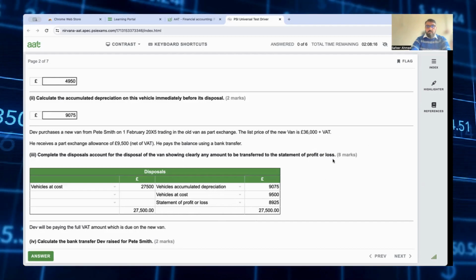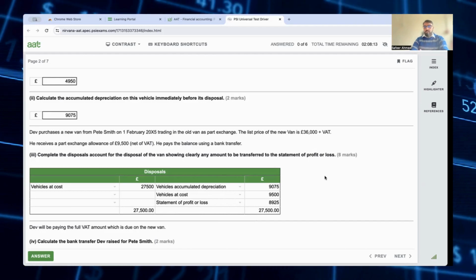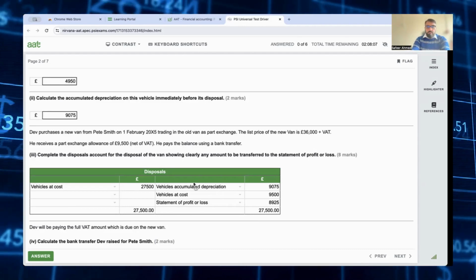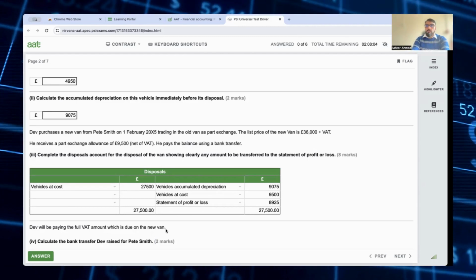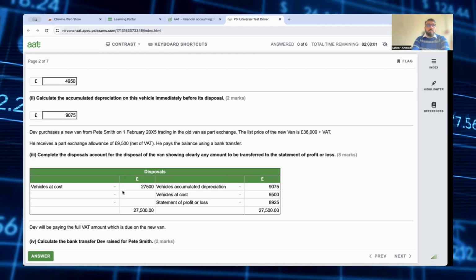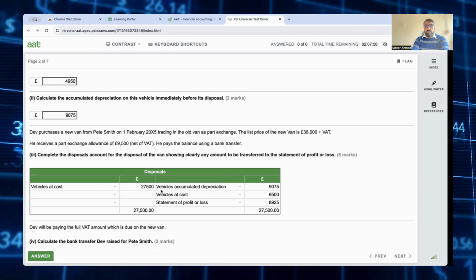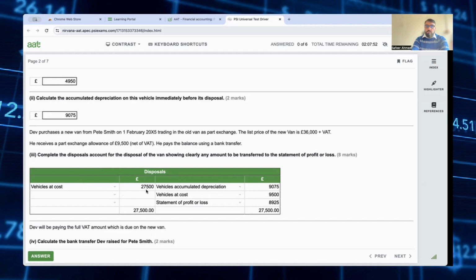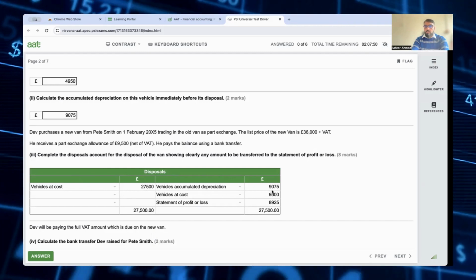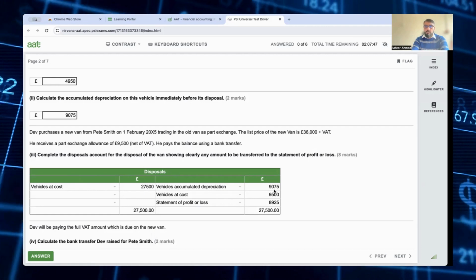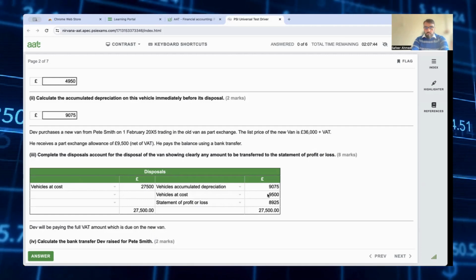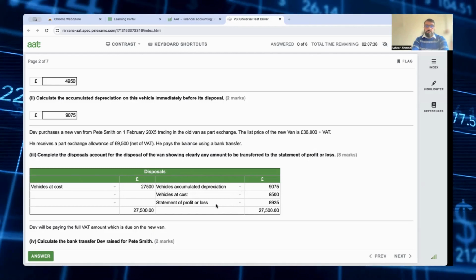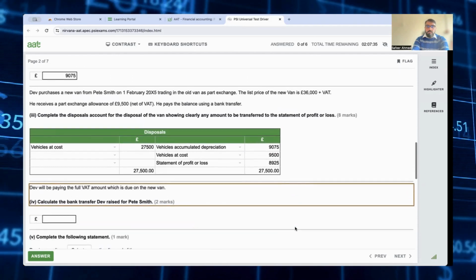You can see that this is for 8 marks, quite heavy marks, if you understand this well: what goes where, debit and credit, and how to calculate the balancing figure. Another way of looking at whether it is a loss or gain, remember you are comparing the book value or the carrying amount of the asset with the part exchange value. So in other words, the vehicle at cost, 27,500 minus accumulated depreciation 9,075. So that gives you about 18 something, which is way more than the value of the part exchange. So therefore, the business has made a loss on that.